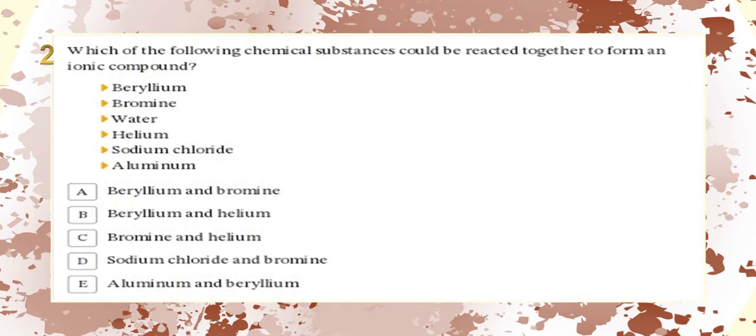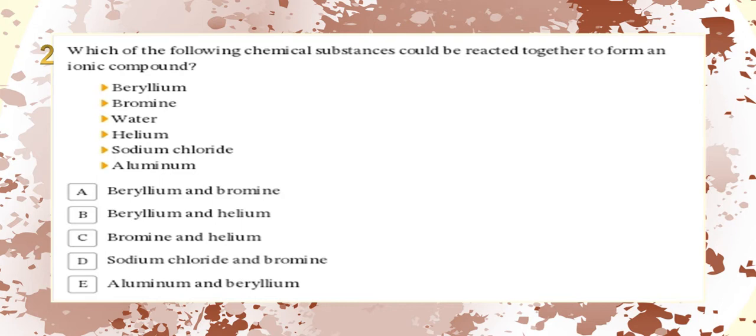Question number 2 says: which of the following chemical substances could be reacted together to form an ionic compound? We have here 6 kinds: beryllium, bromine, water, helium, sodium chloride, and aluminium. What are the substances that will react together? We have the first one, beryllium and bromine. Here we have a metal and a non-metal.